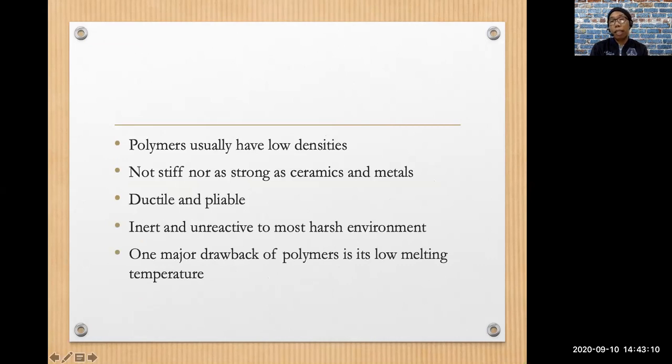Polymers have low densities. Kung itinapon mo yan sa dagat, di ba, sila yung nag-float, kasi nga low density. They are not as stiff nor as strong as ceramics and metals. They are ductile and pliable, inert and unreactive to most harsh environments. Isa sa mga drawbacks nito is low melting temperature. So, mas madali siyang mag-melt. Right?